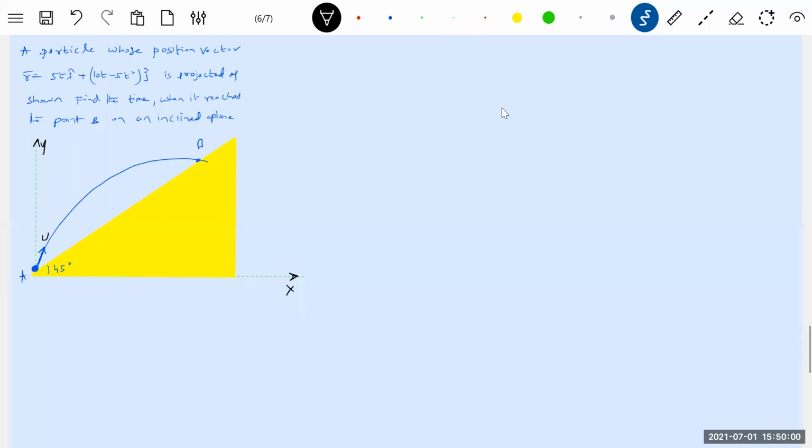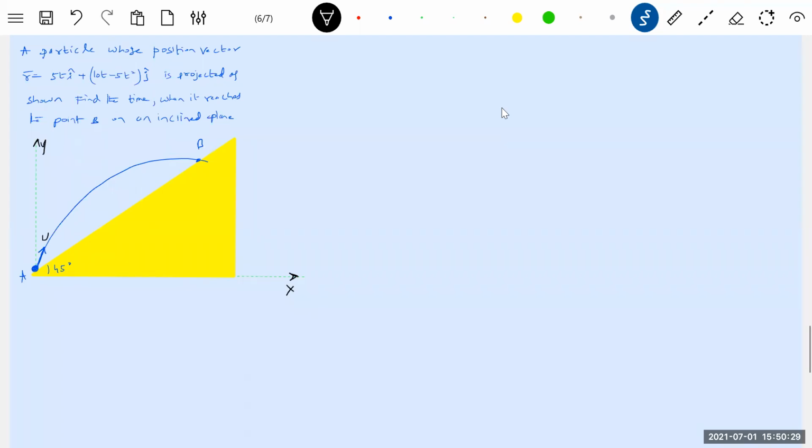The particle whose position vector is equal to 5t i cap plus 10t is projected as shown. Find the time when it reaches the point B on an incline. It is asking for the time taken to move from A to B. We are going to resolve G. There's no problem with acceleration due to gravity. The only thing is we must know the speed, and then the angle of projection. I think these things are needed. How can we bring in the position vector?